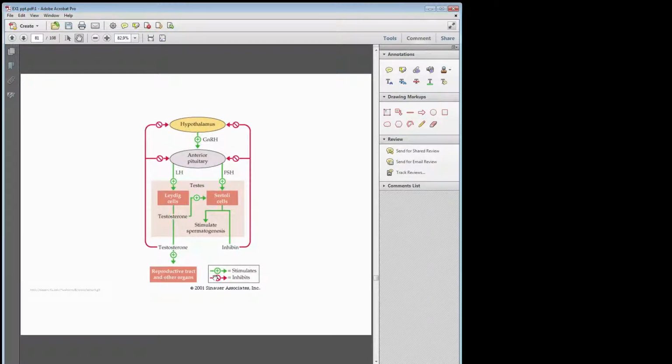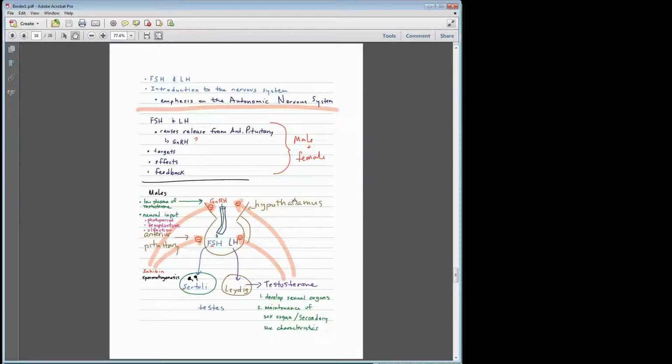Testosterone, again, it's a steroid. It uses a transport protein to go through the cell. I believe through the... It's getting pretty late, so I'm going to stop here at the anterior pituitary. If you want to look over this, you can. The notes are actually pretty good from what was discussed in class.